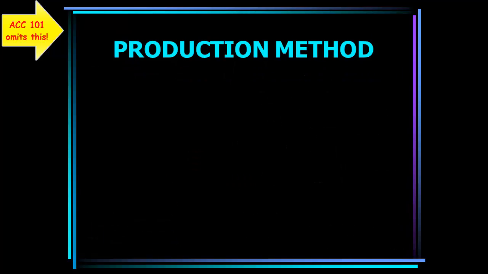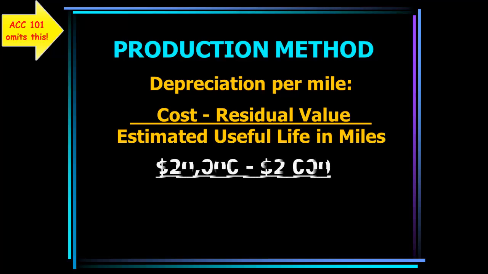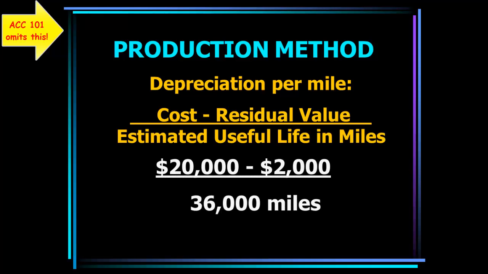It's going to be the cost minus the residual, the 20 minus 2. This time, though, the estimated useful life I'm going to divide by will be my 36,000 miles. 18 divided by 36 says my depreciation is going to be 50 cents a mile. It is not 50 cents a year. That would be way too good. 50 cents a mile. So every mile I drive, I'm going to record 50 cents depreciation.